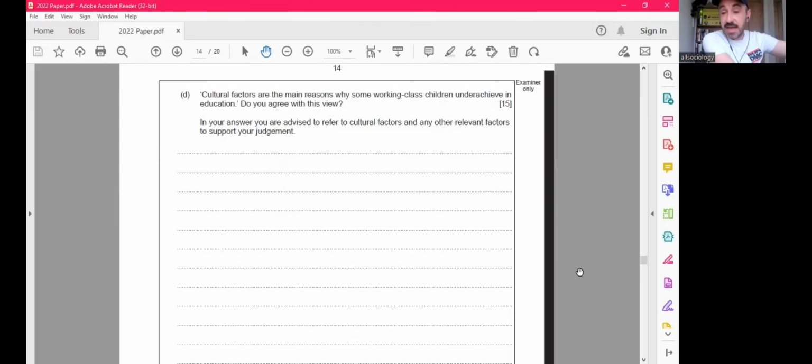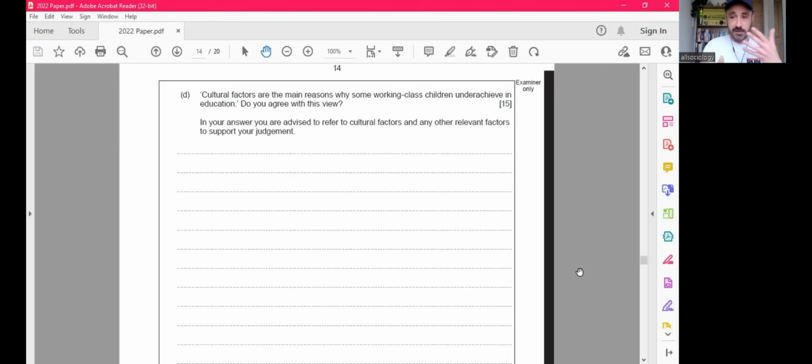Well, once again, it does not matter whether you agree with that. You're not going to get any points for saying, I think that's correct, or I don't agree with that. What the examiners want to hear is, what do sociologists say? Are there other reasons for why working class kids underachieve at school? Yes, there are. Now, if you are not familiar with this stuff, go back and watch my video on education and achievement, because it will go over all of this stuff for you.